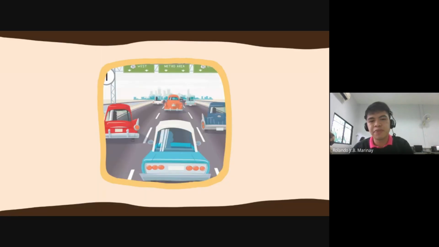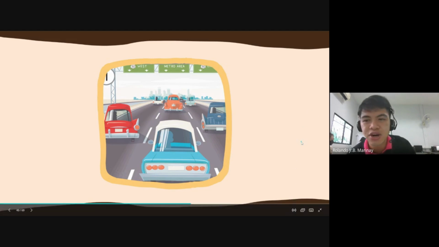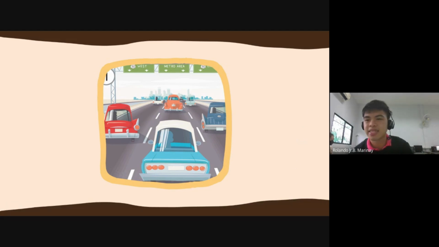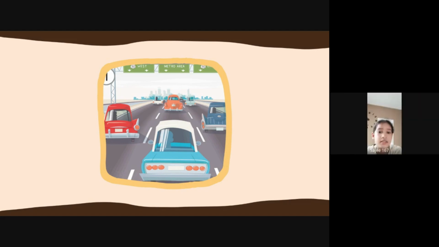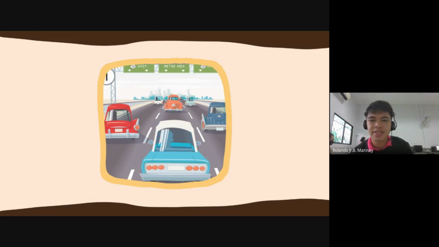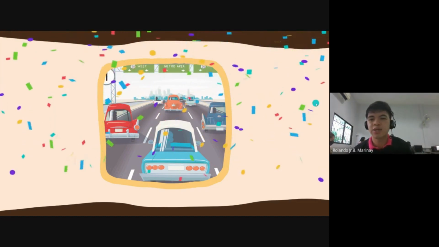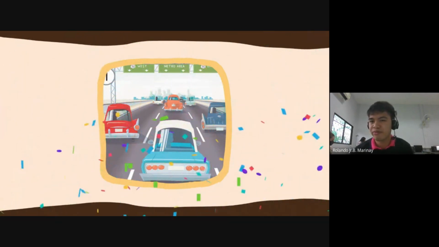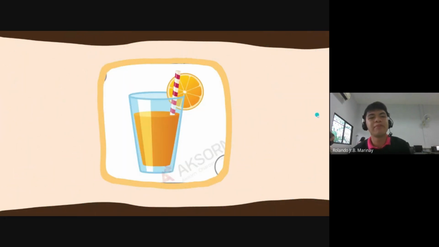Okay. In this picture, is it moving? Yes or no? Does it move? Yes. Yes, very good. The cars are moving, so it shows movement. It's yes. Number 2, is it moving? No. No, it's not moving. So the answer is no.